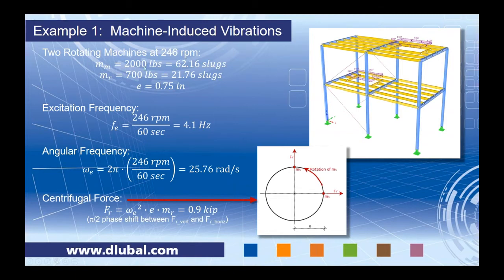Now the mass of the machines is 2,000 pounds. Of that, the mass of the rotors is 700 pounds, operating at an eccentricity of 0.75 inches. In order to find the excitation frequency, all we need to do is take 246 rotations per minute divided by 60 seconds, and we get 4.1 hertz.